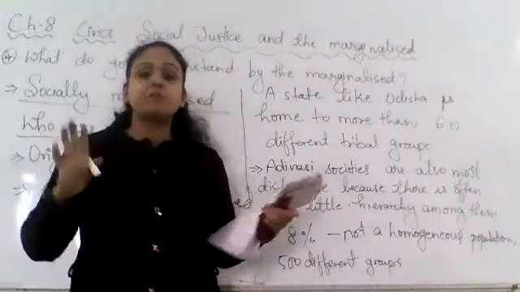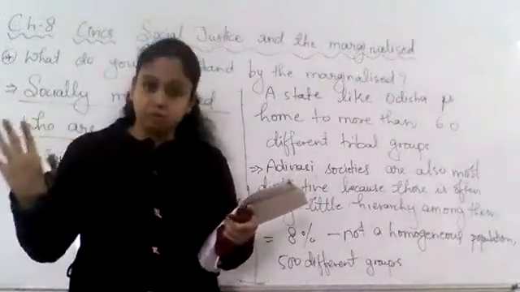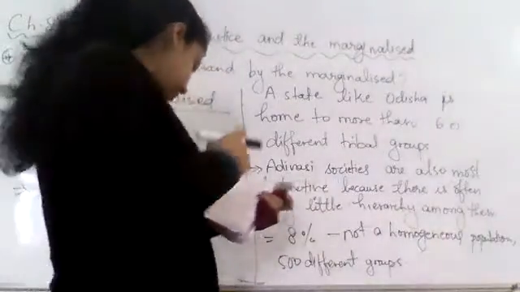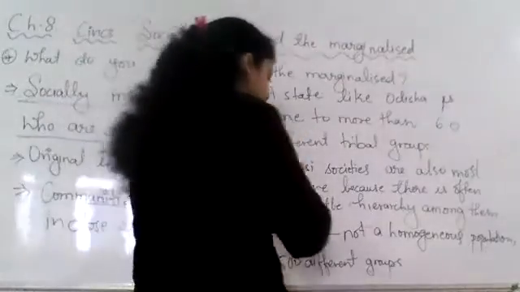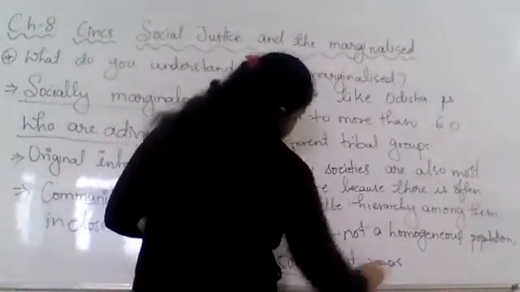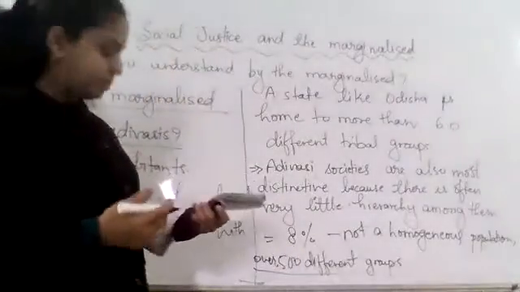Okay. So you will find 500 different kind of Adivasi groups in India. Over 500 groups. That is more than that. Over 500 Adivasi groups in India.